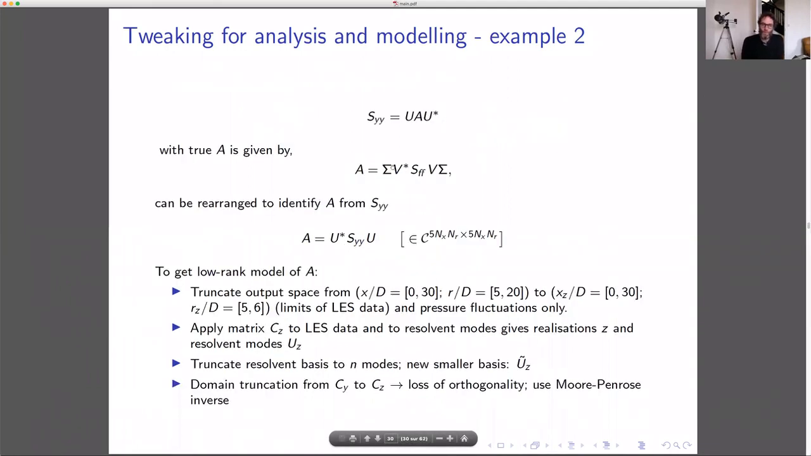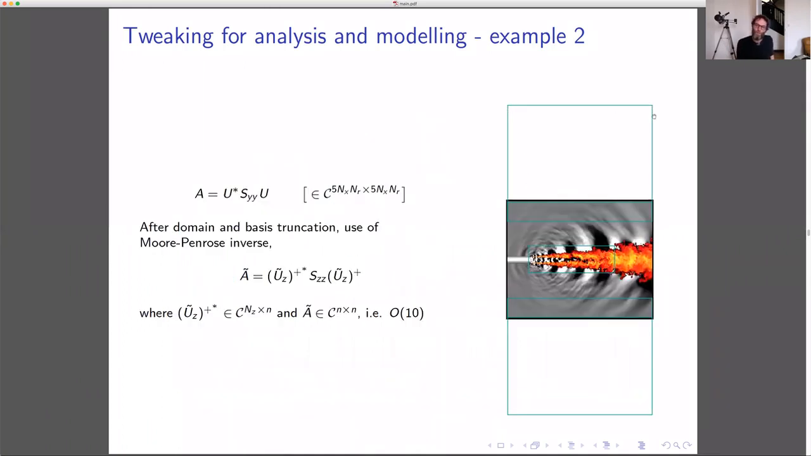Okay, so these are the same equations again, just a reminder of what the true A looks like. And so what we do is we take this first equation and rearrange it to identify the A by projecting the cross-spectral density of the sound field onto this response basis. If you do this for the full system, this remains an enormous matrix. For the problem we're looking at, this is like 10 to the power of 11. So what we want to do is reduce the rank of this. There are a couple of steps that allow us to do that. Let me skip to the next slide to illustrate this more clearly.